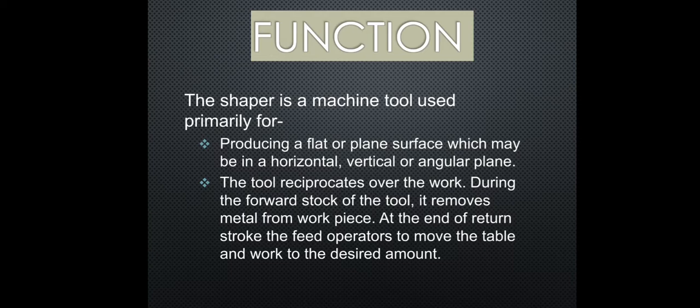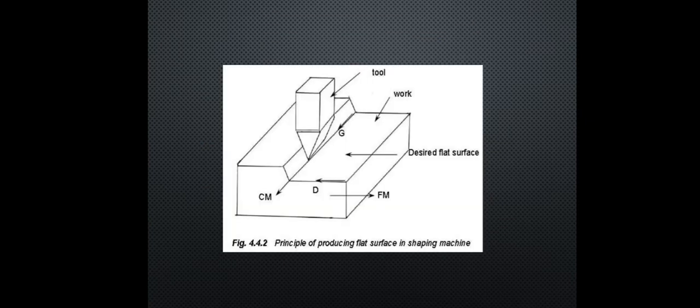During the forward stroke of the tool, it removes metal from the workpiece. At the end of the return stroke, the feed operates to move the table and work by the desired amount. This is the principle of producing a flat surface in a shaping machine. The tool reciprocates over the workpiece. When the tool moves from start to end, it moves very slowly while material is removed from the workpiece, and on the return it moves backward at very high speed. So in shaping machines, we use a quick return mechanism.